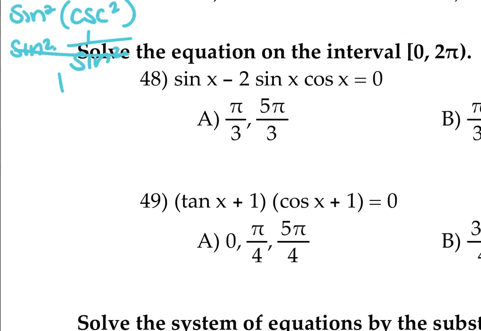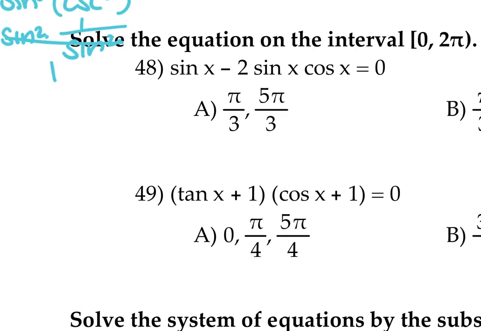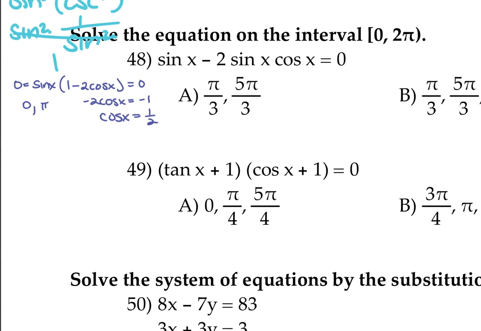48 we're solving. So you can take out a sine here, sine of x, 1 minus 2 cosine of x. Split and solve. Sine is 0 at 0 and pi. Negative 2 cosine of x would be 1 half at the pi over 3 where it's positive. So positive pi over 3.